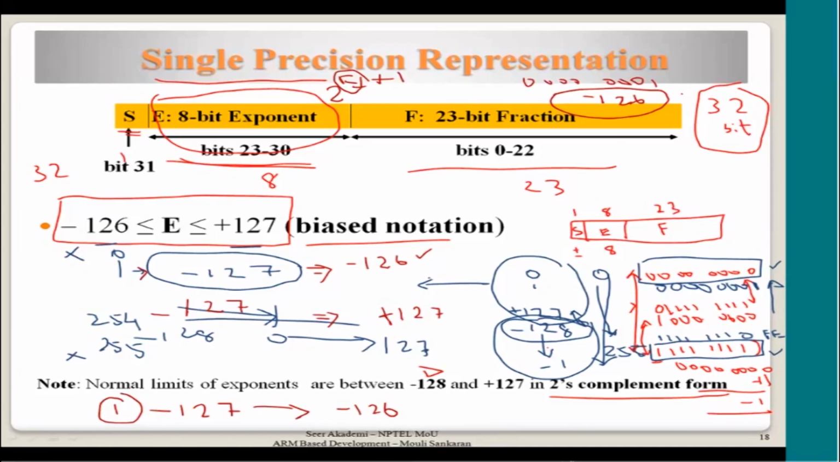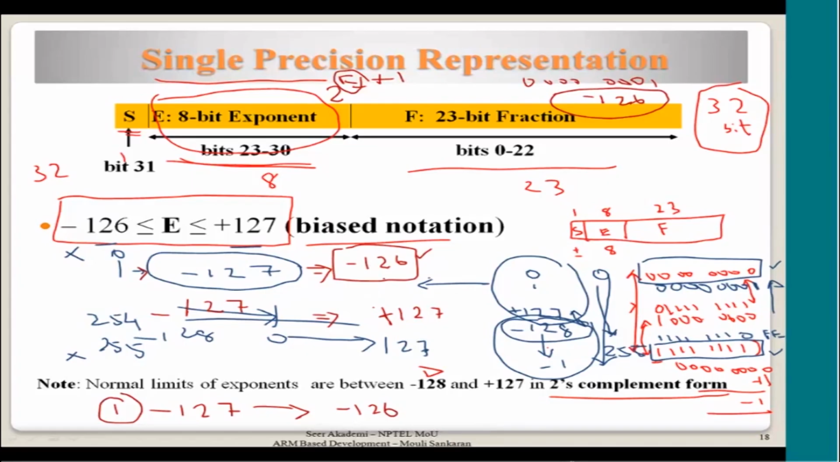So effectively what am I trying to do? My most negative number comes as it's represented. Now if I go back in a different way, suppose this is the number I wanted to represent. If I want to represent 1, I represent it as 127, which is minus 1, minus 126.